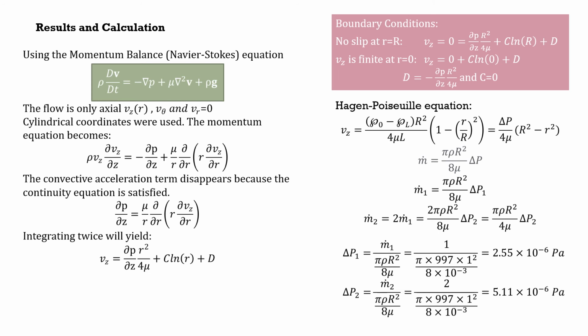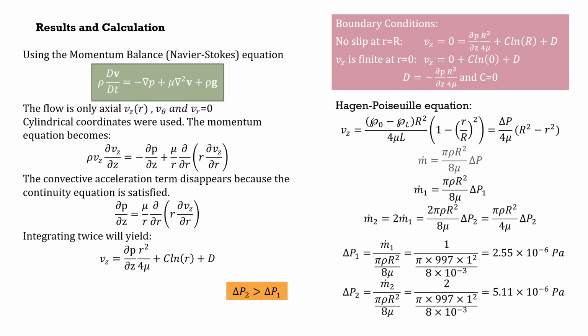Boundary conditions shown in this purple box were no slip at the wall and that there is a finite velocity at the center. So we have two constants. G was found to be this much and C was found to be 0. This all leads to the Hagen-Poiseuille equation, which is shown here. So the mass flow rate can be derived from this equation as well. And in turn we can find the mass flow rate for pipe 1 and pipe 2.